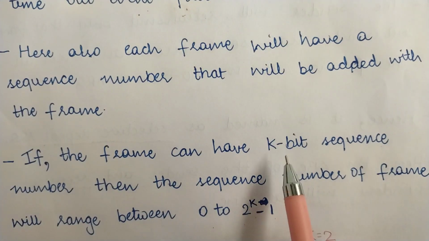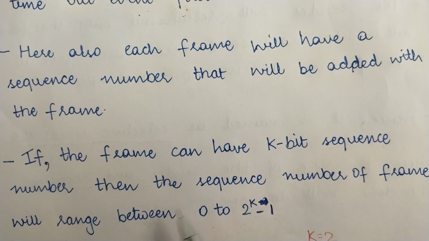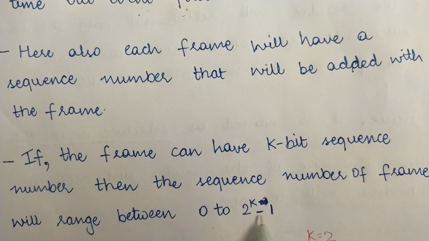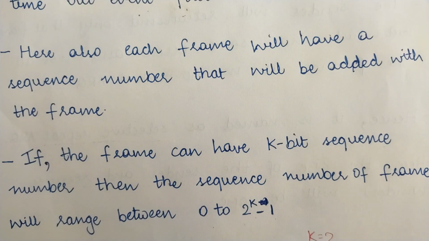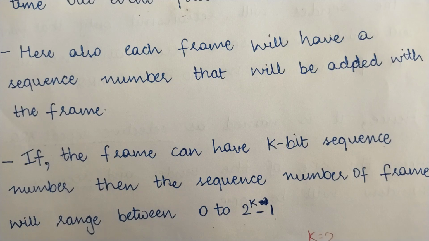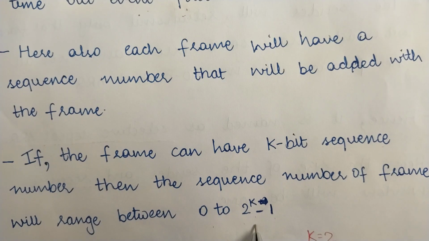If the frame can have a k-bit sequence number, then the sequence numbers of frames will range between 0 to 2 to the power k minus 1. So a k-bit sequence number means the number of bits that are allowed in the sequence number field of the frame, right? As you know, every frame will have a sequence number attached to it, and there will be a certain number of bits reserved for the sequence number field. So if k bits are reserved for the sequence number, then the sequence numbers of frames will range between 0 to 2 to the power k minus 1.